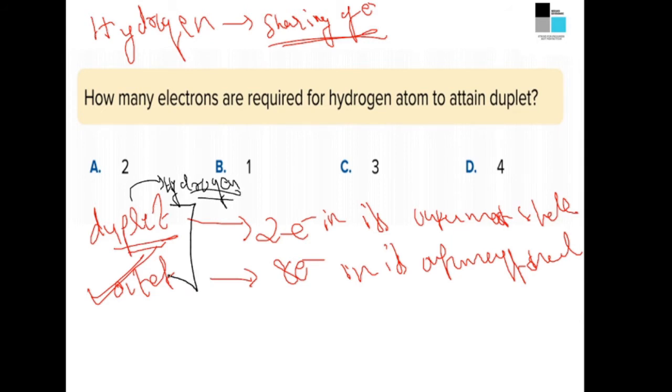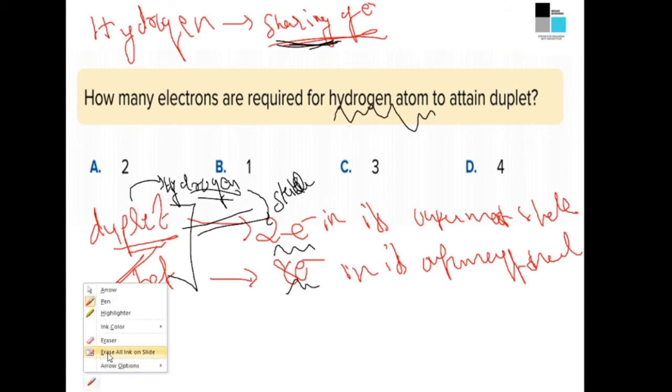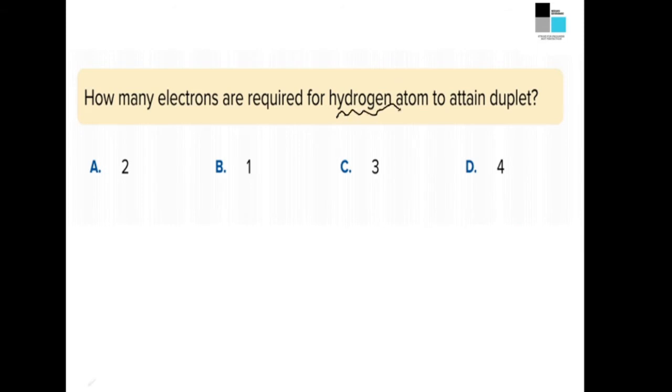Now, why do we want to have a duplet or octet? In order to become stable and to have the electronic configuration of the nearest inert gas. Every element has a tendency to become stable, either with 2 electrons or 8 electrons in its outermost shell. For this, they will either transfer or share electrons. So we are going to discuss the sharing of electrons in the case of the hydrogen atom.